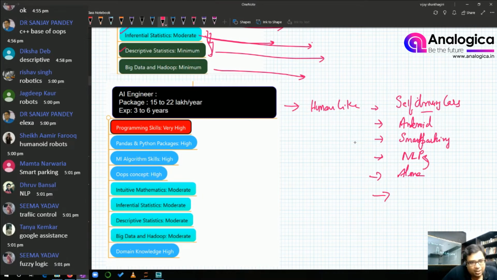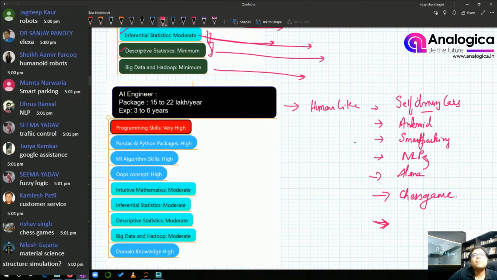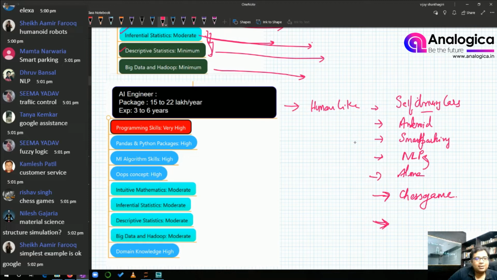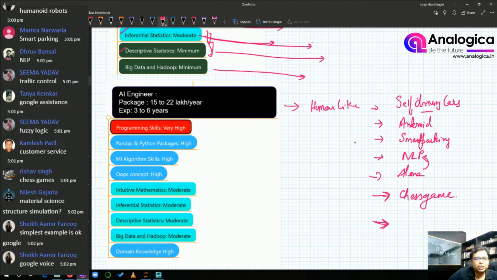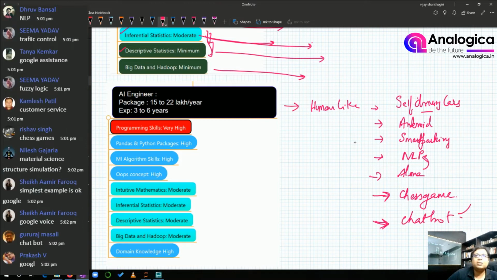Fuzzy logic is a paradigm like machine learning. Chess games, yes. Fuzzy logic is a different kind of algorithm. Customer service. If you are saying customer service, a simple example is okay Google, yes. And material science structure simulation, you can use it, but it's not human-like. I don't have the data to comment on it right now. I have to think. I'll get back on that. Okay. The chess games, material science, simplest example, Google Voice, yes. Chatbot, definitely yes. Chatbot is again connected to NLP.